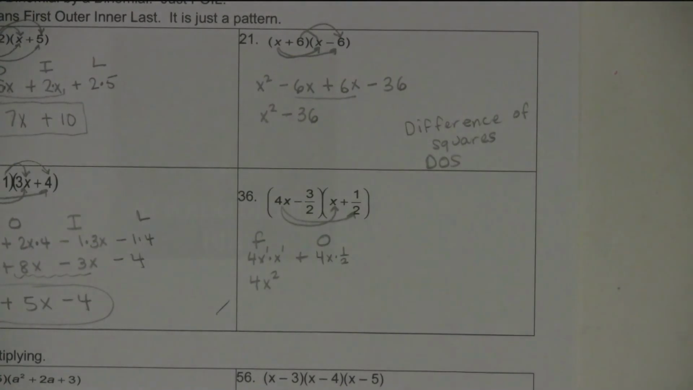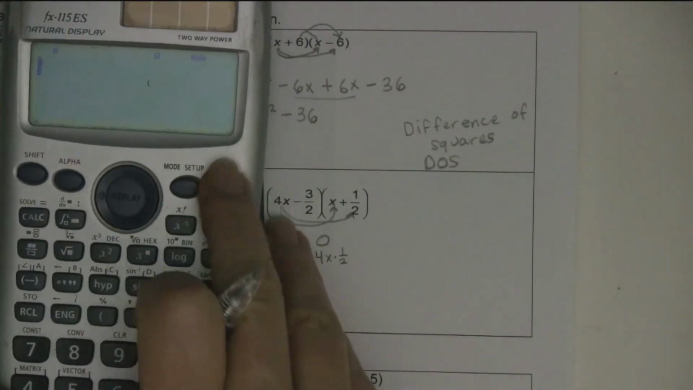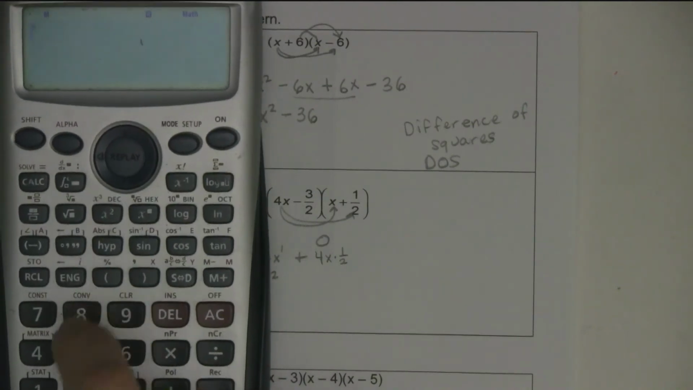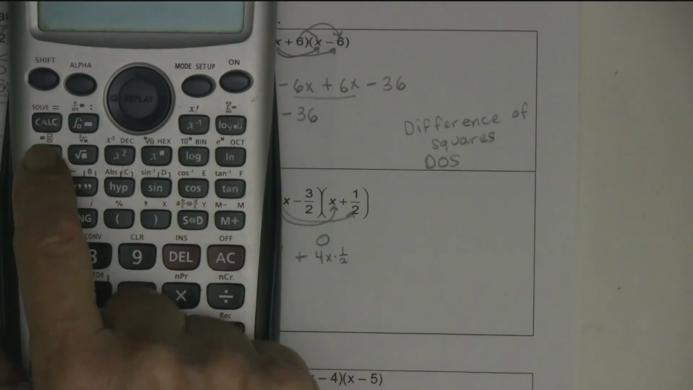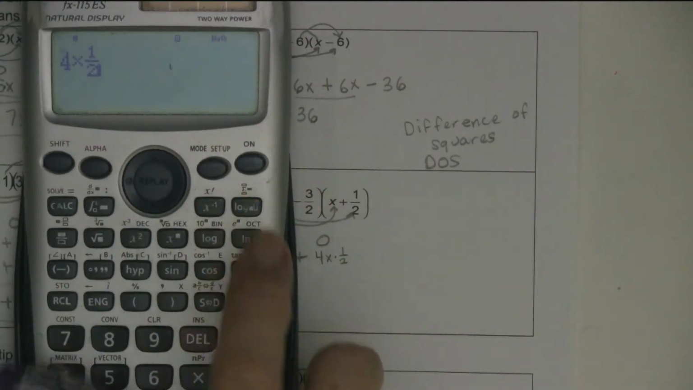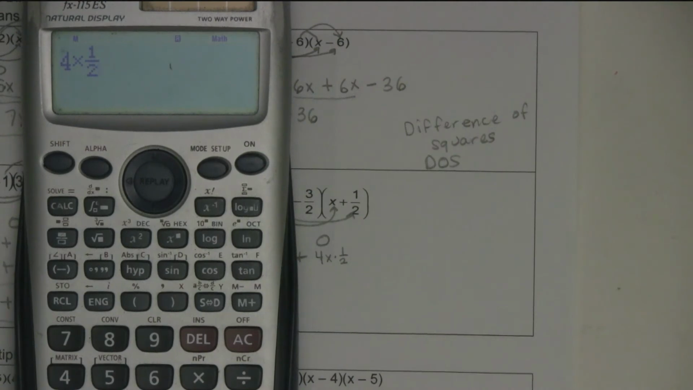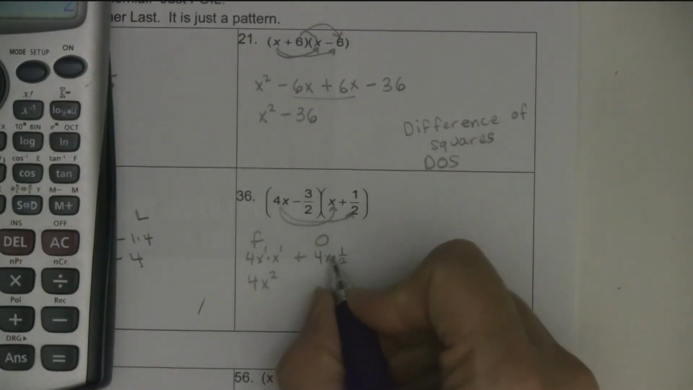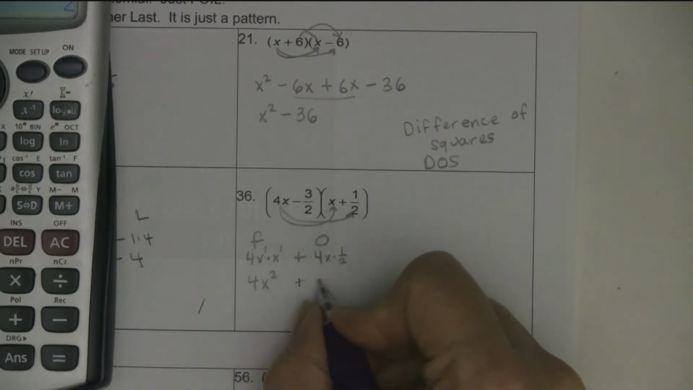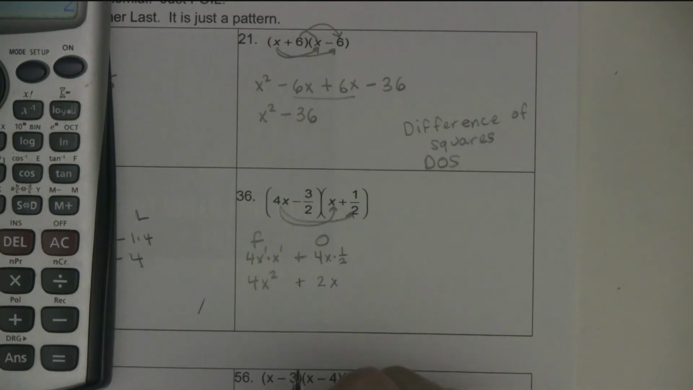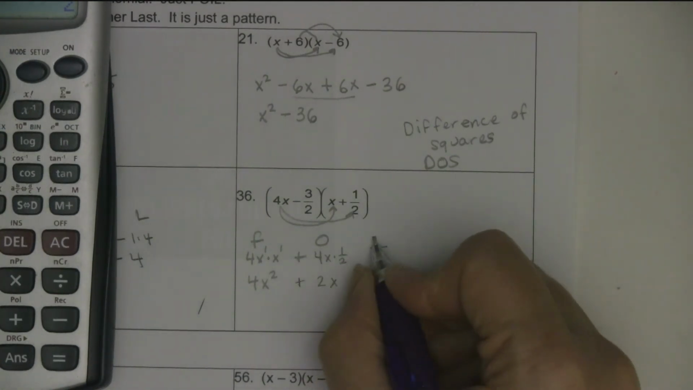And you can do that on your calculator. And it's good to practice with your head too, but 4 times half. So my calculator, 1 divided by 2, 4 times half, right? And is 2. So 4 times half is 2, and then the variable goes last, right? 2x.